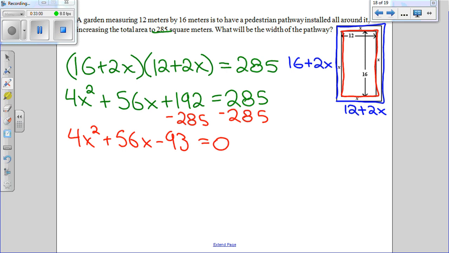I would graph it. Parsons is lazy, and I'm good with my calculator. So I go 4x squared plus 56x minus 93. I'm well aware that I'm going to struggle to see this in my standard window because I have negative 93 as my y-intercept, and it's facing upwards. So this graph's probably going to look pretty ridiculous.